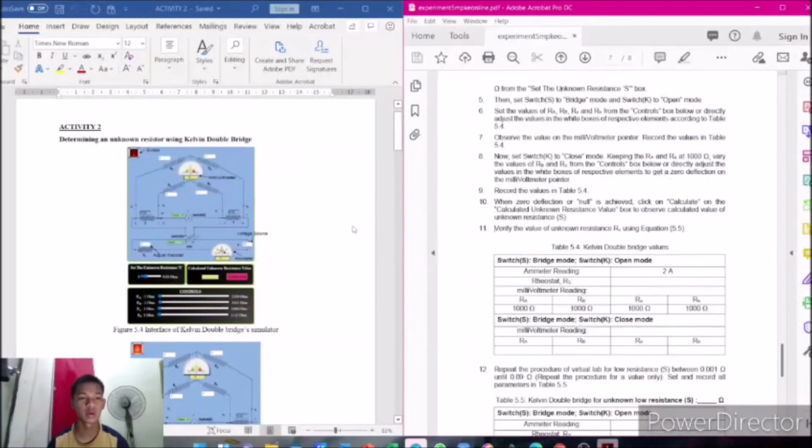Assalamualaikum warahmatullahi wabarakatuh. My name is Muhammad Zakaria. I will present about activity 2, determining an unknown resistor using the Kelvin Double bridge.